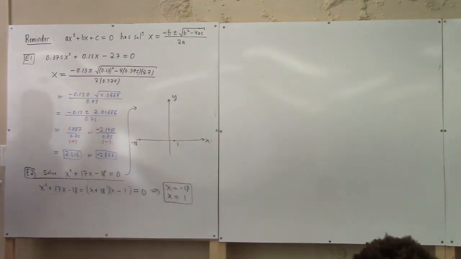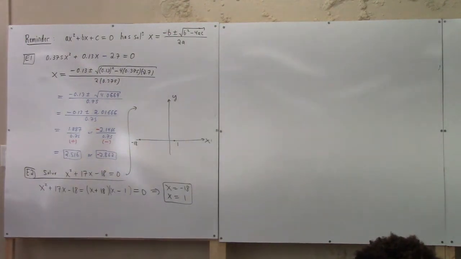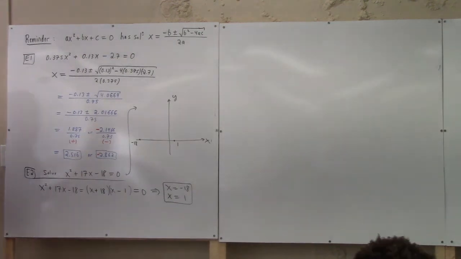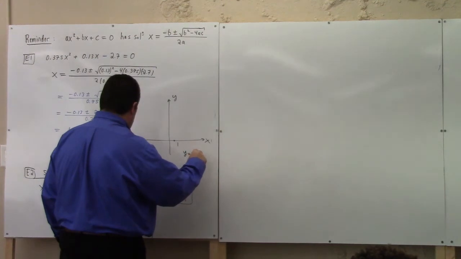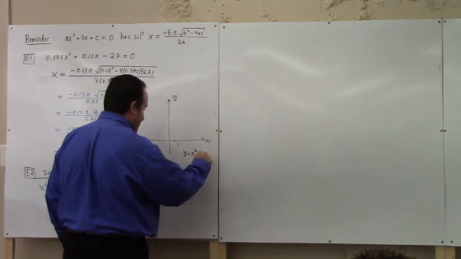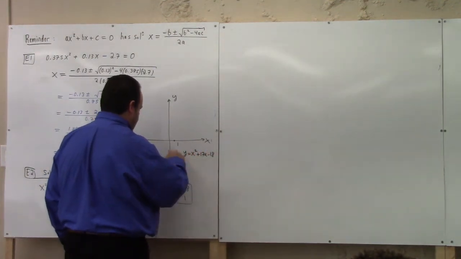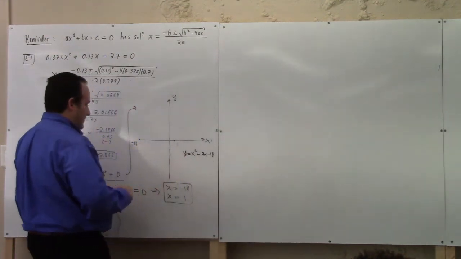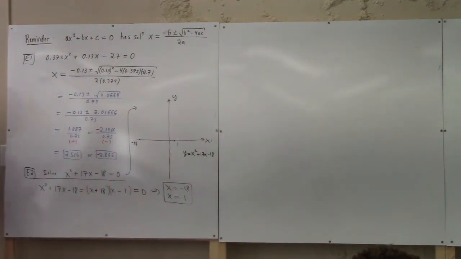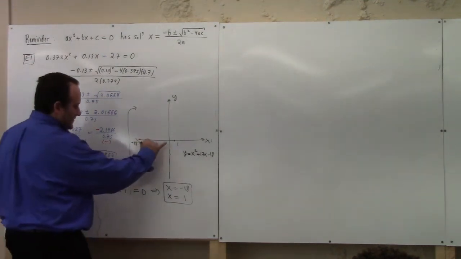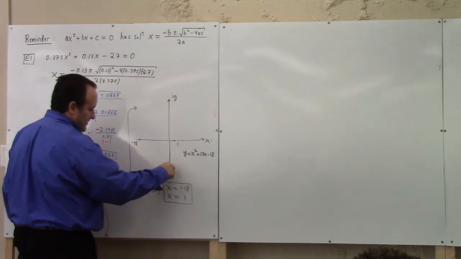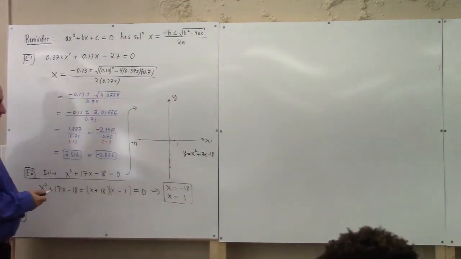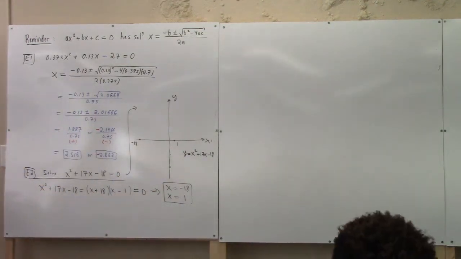How about the y-intercept? Where's the y-intercept on this thing? What's the y-intercept on y equals x squared plus 17x minus 18? Negative 18. Very good. So that's kind of cool. That's just the same constant term. That's interesting. So it's down here. I'm starting to regret the scale which I chose.